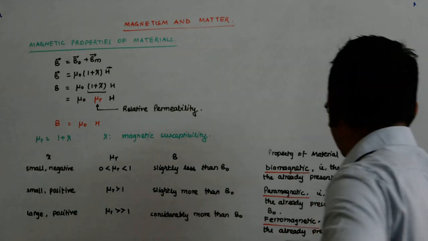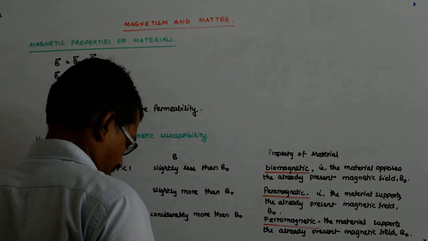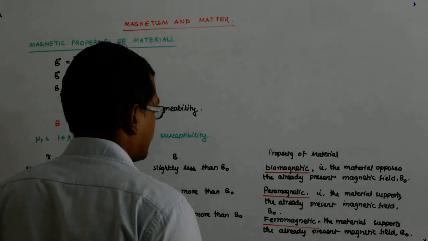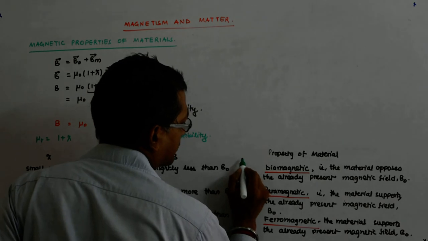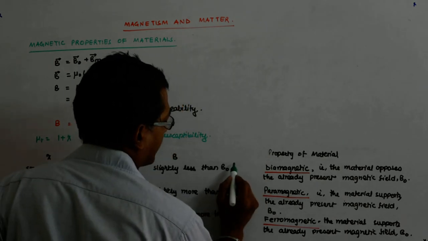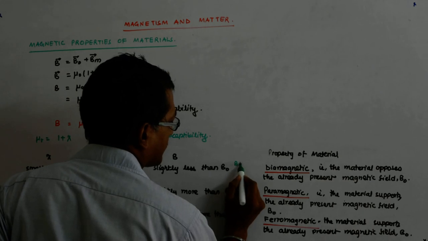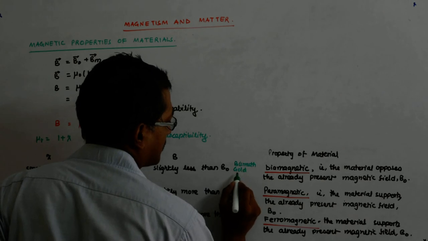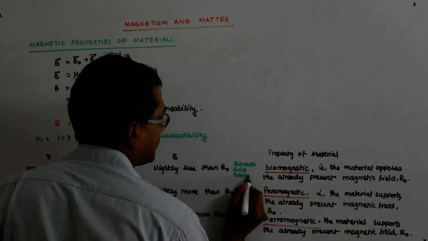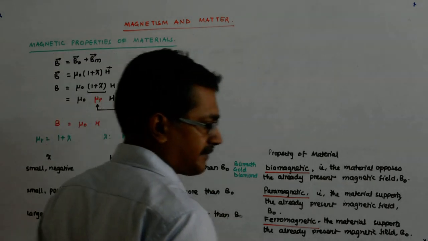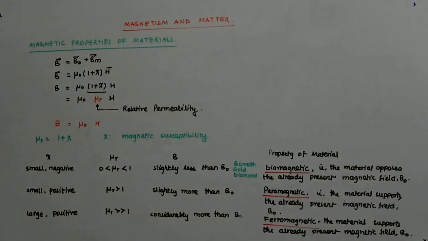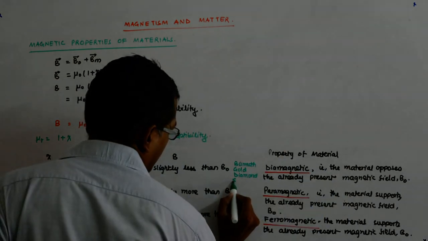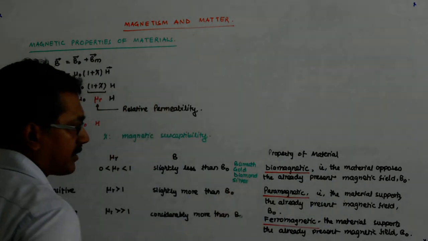Now examples of diamagnetic materials are bismuth, gold, diamond, silver. So you can say the precious metals are all diamagnetic; that's how you can remember, right?